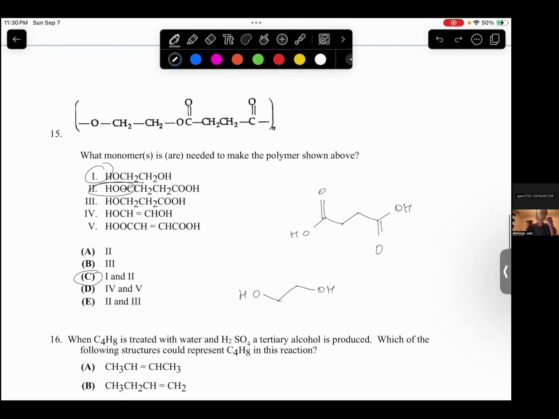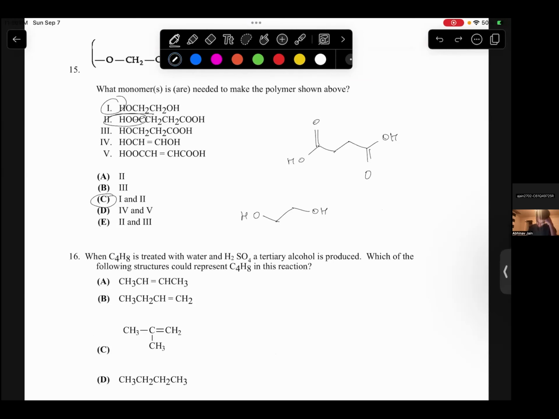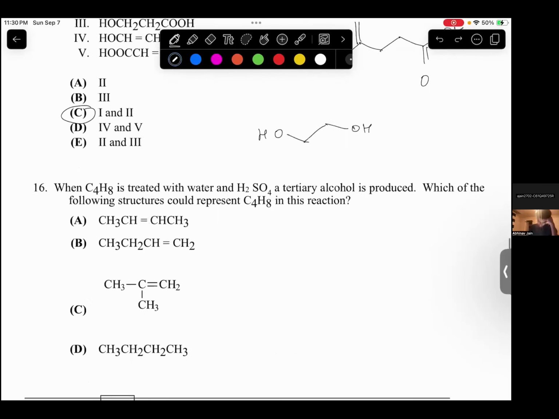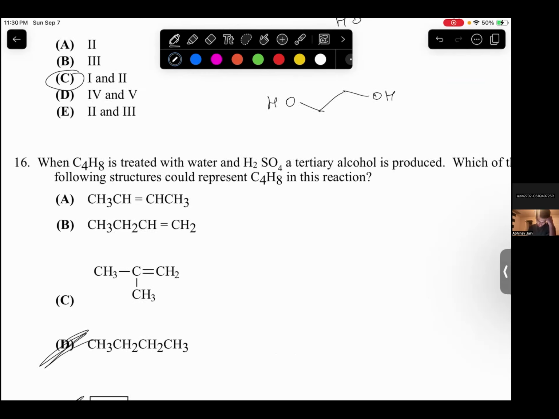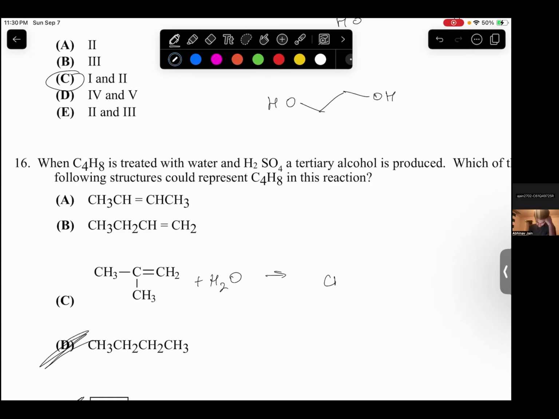So C. When C4H8 is treated with water and H2SO4, a tertiary alcohol is produced. Which of the following could represent C4H8 in this reaction? C4H8 reacting with water and an H2SO4 catalyst makes an alcohol. That's a hydration reaction in which an alkene is being hydrated to an alcohol. So we can look at all the alkene options. We're going to have A, B, and C as possible. And then it's making a tertiary alcohol, so it's going to have to be this one, because if you react this one with water, it's going to form this compound. You can clearly see that this is a tertiary alcohol. So the answer is C.